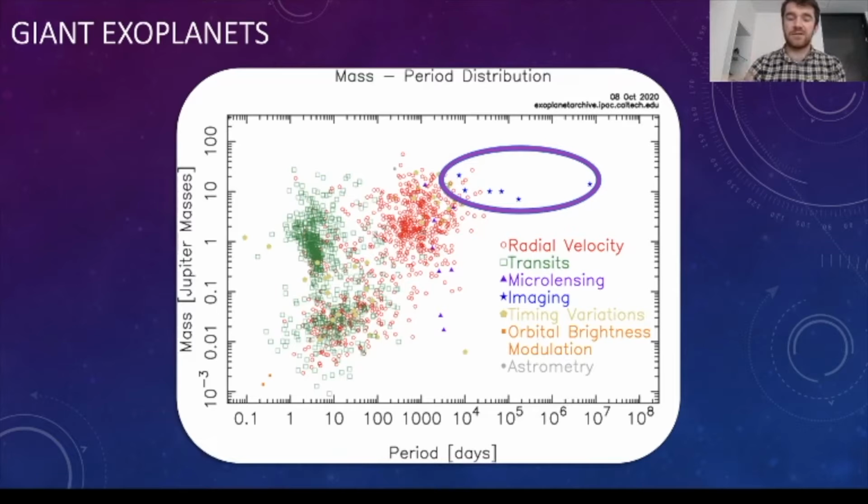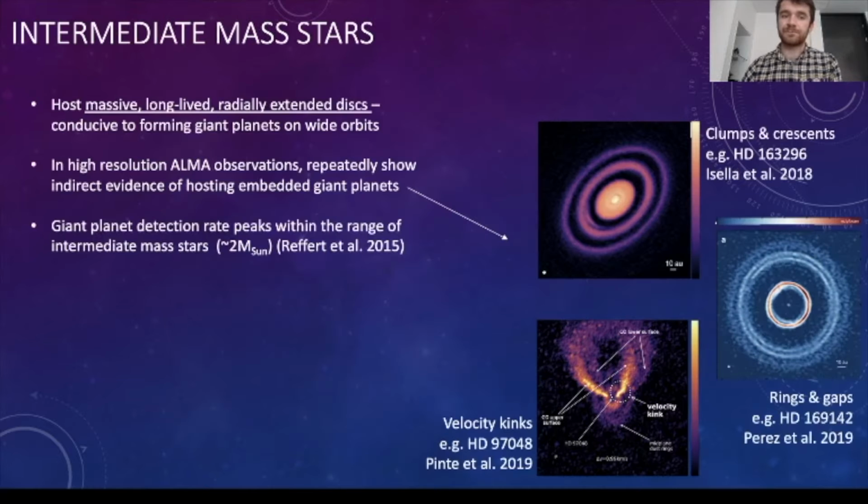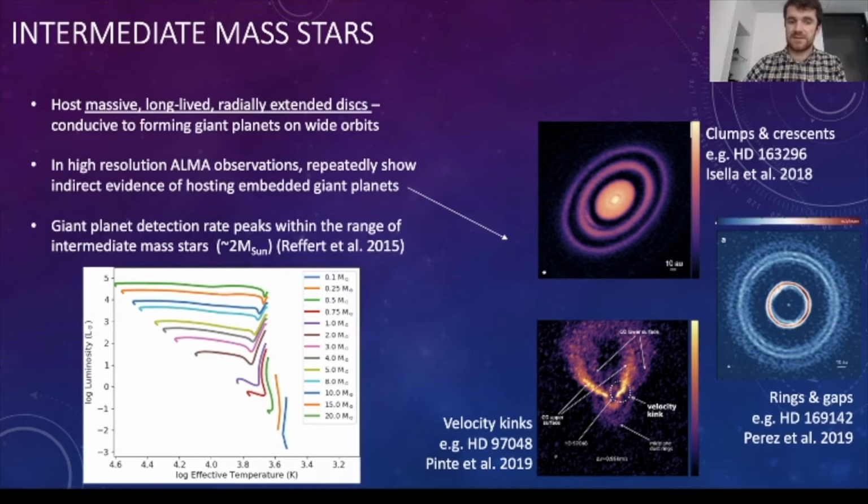So I'm interested in giant exoplanets, and particularly those on wide orbits, such as the ones I've circled here. Usually we find them through direct imaging. And I'm also interested in intermediate mass stars because they are the ones that host massive, long-lived and radially extended disks conducive to forming these giant planets on wide orbits. And when we observe them with high-resolution ALMA observations, we see lots of substructures that suggest the presence of giant planets in the outer disks. And even in radial velocity surveys, the giant planet detection rate peaks at around the stellar mass range of intermediate mass stars, just under 2 solar masses.